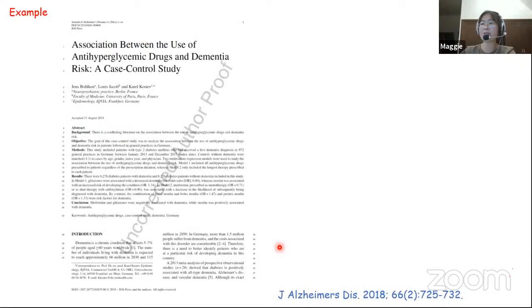Okay. Also, this is an example of a case control study. It's about the use of antihyperglycemic drugs and dementia risk. So after class, you can read this paper.